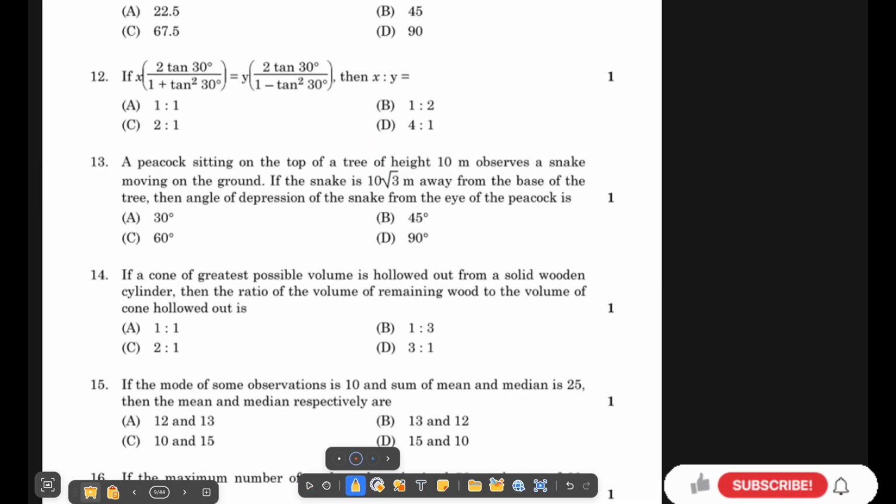So the next question is, if x of 2 tan 30 degrees whole by 1 minus tan square 30 degrees is equal to y of 2 tan 30 degrees whole by 1 plus tan square 30 degrees, then what is x is to y? So we have to find x is to y. So let's rewrite this one.